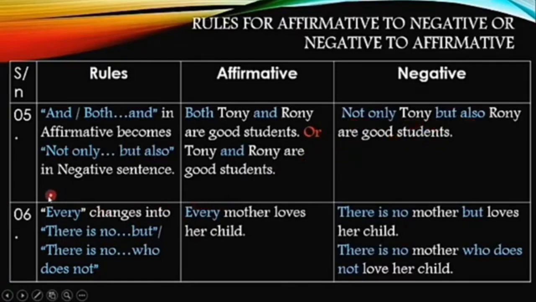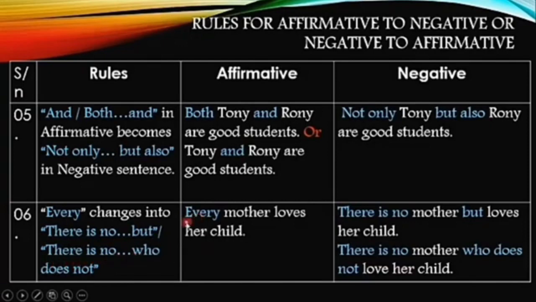If we have the term every in an affirmative sentence, how are we going to change it into negative? If every is used in such kind of sentence which is almost a universally true thing, then we have to take the help of these phrases: there is no ... but, or there is no ... who does not. And the second one is going to be an example of a complex sentence as well.